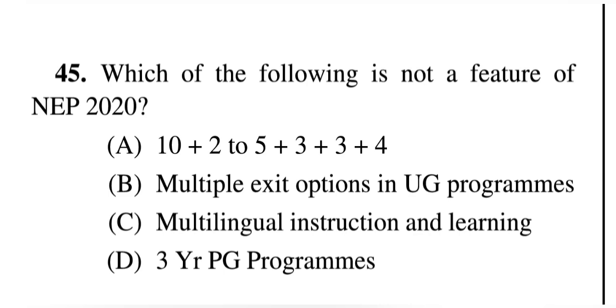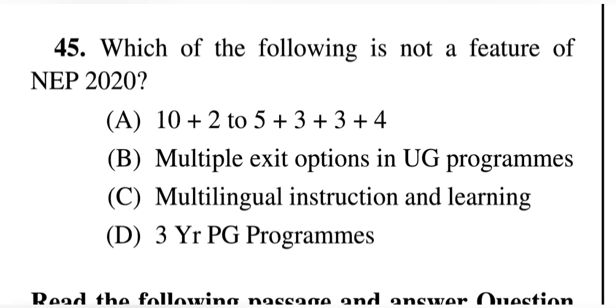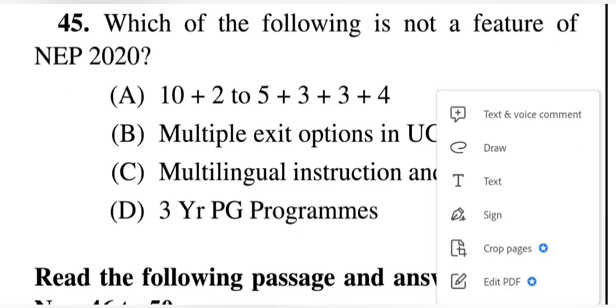So A is saying 10 plus 2, 5 plus 3 plus 3 plus 4. B, multiple exit options in UG programs. C, multilingual instruction and learning. D, 3-year PG programs. What is the correct answer of 45? Correct answer will be D, 3-year PG program.